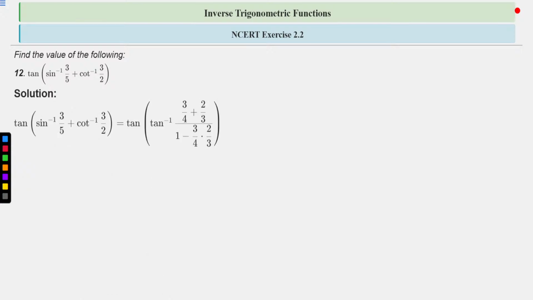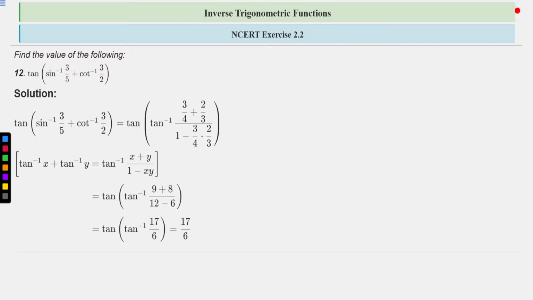So finally we can write tan of tan inverse of 3 by 4 plus 2 by 3 upon 1 minus 3 by 4 into 2 by 3. Right. So we will write tan inverse x plus tan inverse y is equal to tan inverse of x plus y upon 1 minus xy. We know this expression. And we will apply it, and we'll get tan of tan inverse of 9 plus 8 upon 12 minus 6, right? And we'll get tan of tan inverse 17 by 6, and the answer will be 17 by 6, right? Okay, thank you so much.